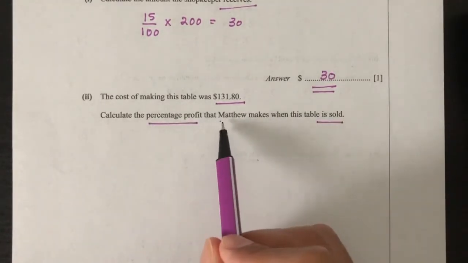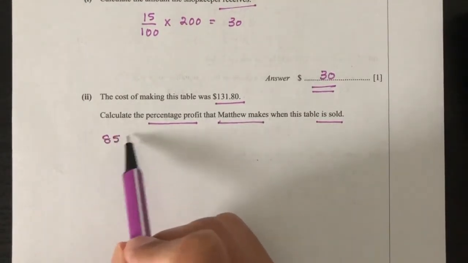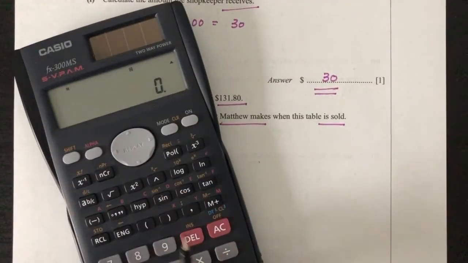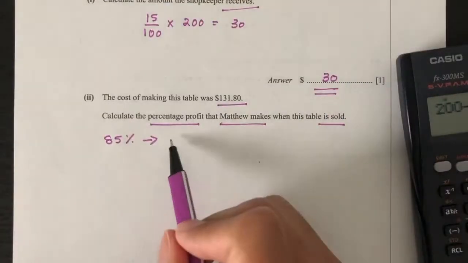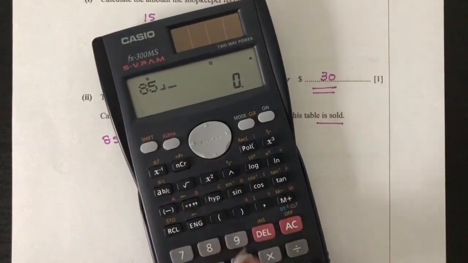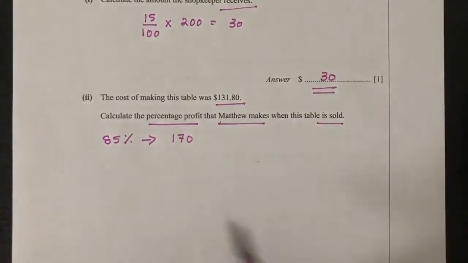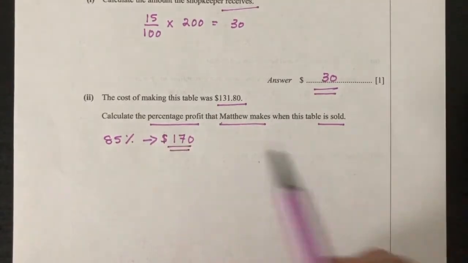Now we have to see how much Matthew received from this sale. As we know, he received 85%. So basically we can just do 200 minus 30. That will be 170. Or you can do the same way, which is 85% times 200. You will get the same value. So basically Matthew received 170 from the sale.